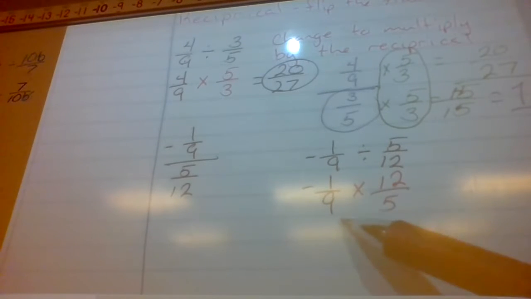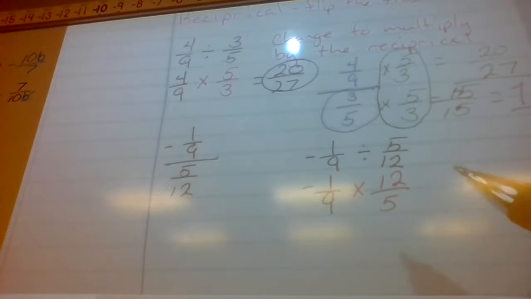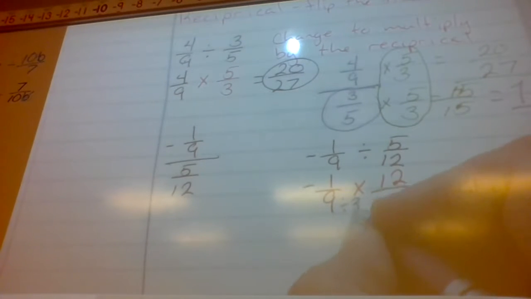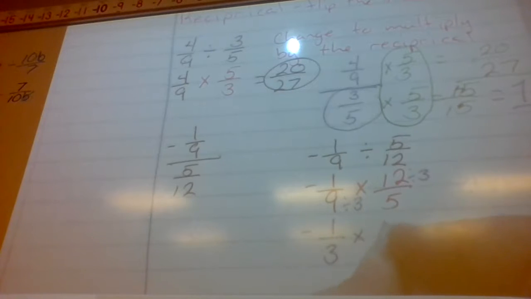Can 1 over 9 simplify? No. Can 12 over 5 simplify? No. Can 1 over 5 simplify? No. Can 12 over 9 simplify? By what? Divide both by 3 then. We now have -1/3 times 4/5.